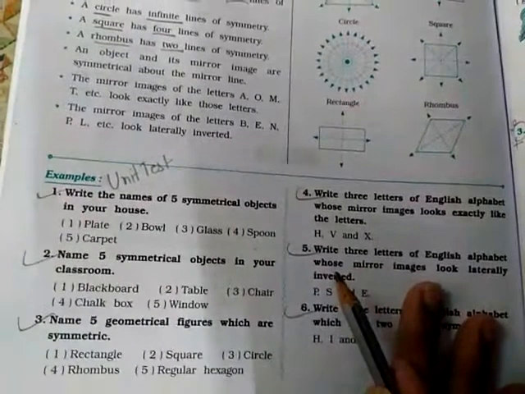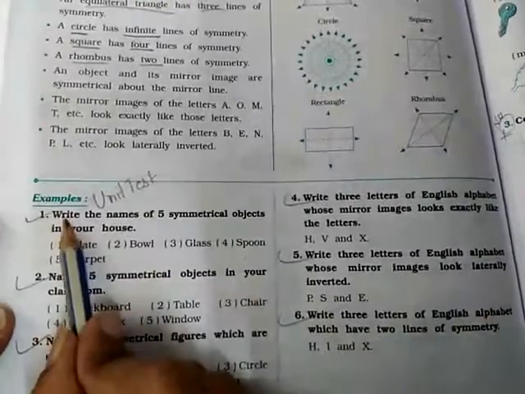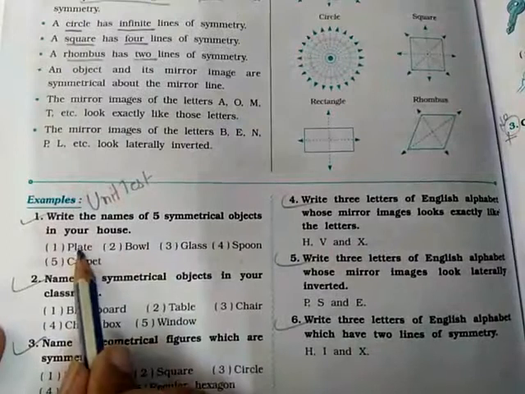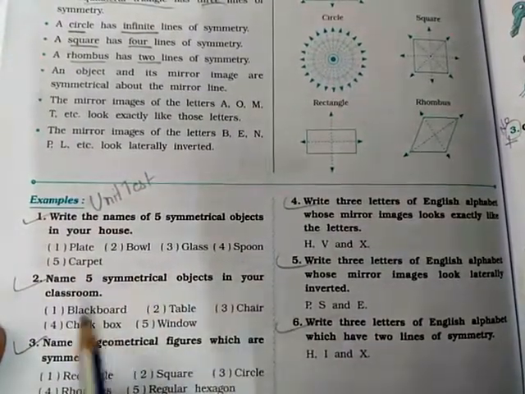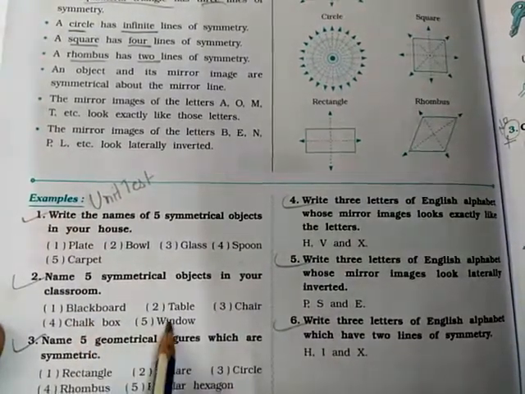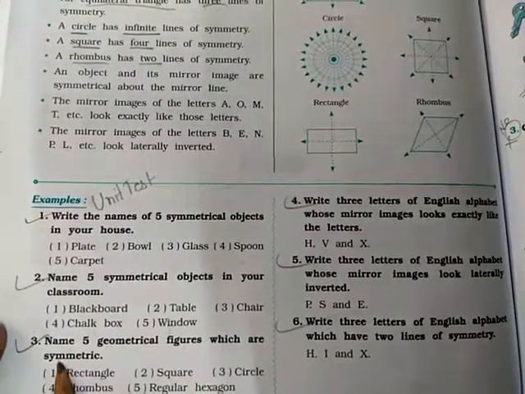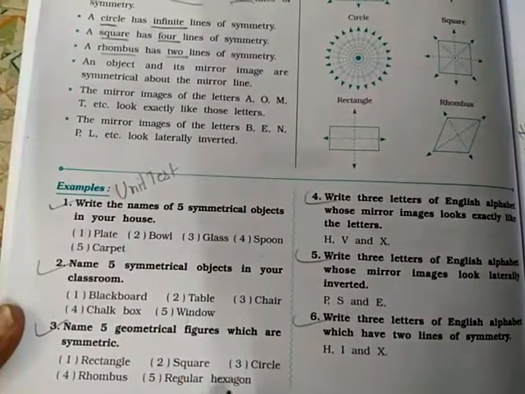Okay students, now see, examples. Write the names of 5 symmetrical objects in your house. So it is plate, bowl, glass, spoon, carpet. Name 5 symmetrical objects in your classroom. So in the classroom you can see blackboard, table, chair, chalk box, windows. Okay. Name 5 geometrical figures which are symmetric. So these are shapes like a rectangle, square, circle, rhombus and regular hexagon.